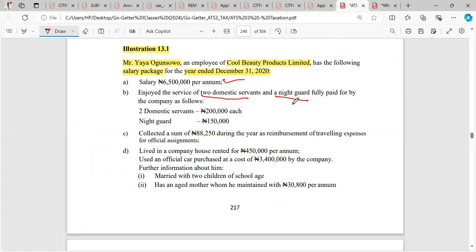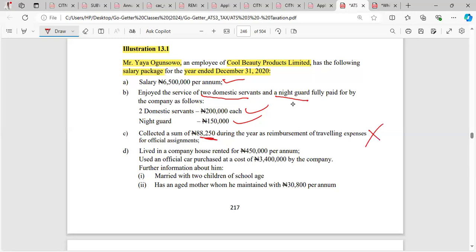Now we tick them after we do each of them. We are told he collected a sum of 88,250 during the year as reimbursement of traveling expenses. This is not taxable income, so we are not going to add this.